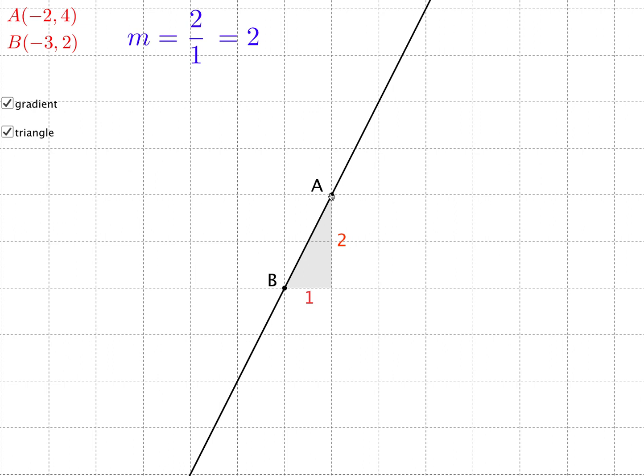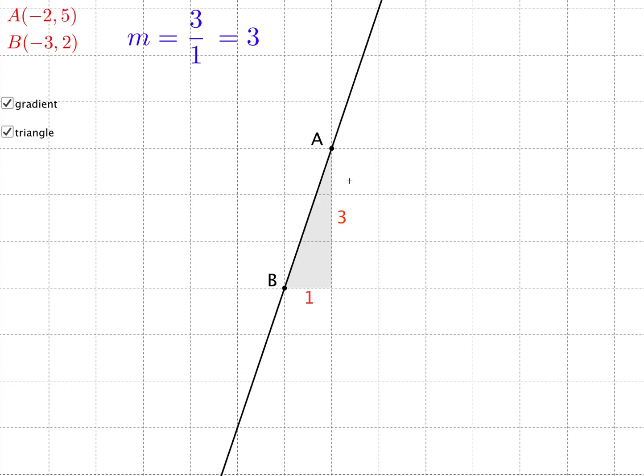If the line is steeper, so for example here, it's now rising 3 boxes for moving one box horizontally. The gradient is 3. The steeper the line, the higher the number is for the gradient.